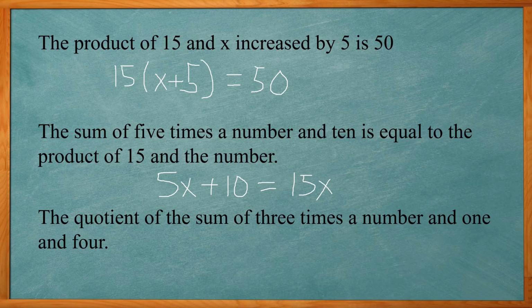Next one says the quotient of the sum of 3 times a number and 1 and 4. So we got quotient here, quotient of the sum of 3 times a number and 1. And then the other part is going to be the other half of the quotient. It's going to be the 4. So 3x plus 1 divided by 4. The quotient of the sum of 3 times the number and 1 and 4. The quotient of those two.